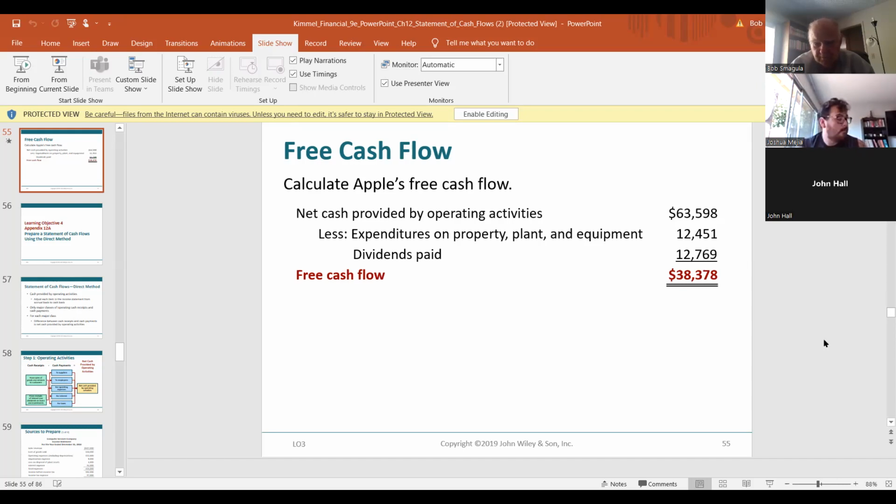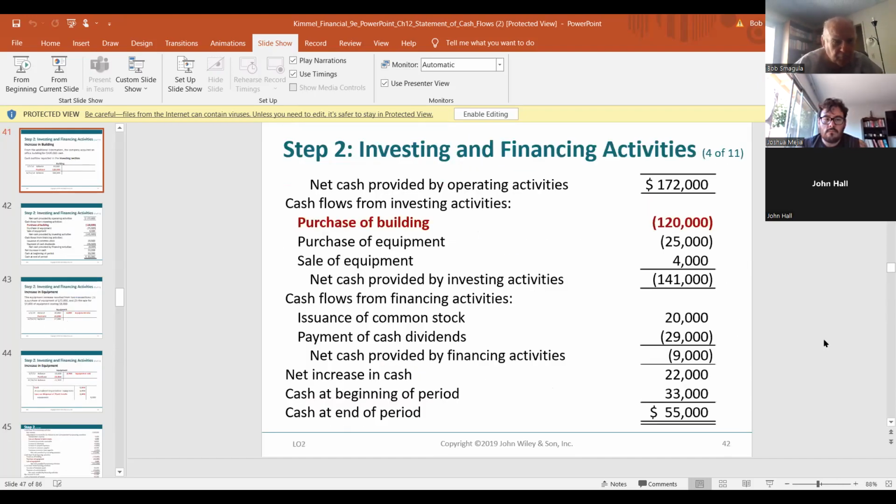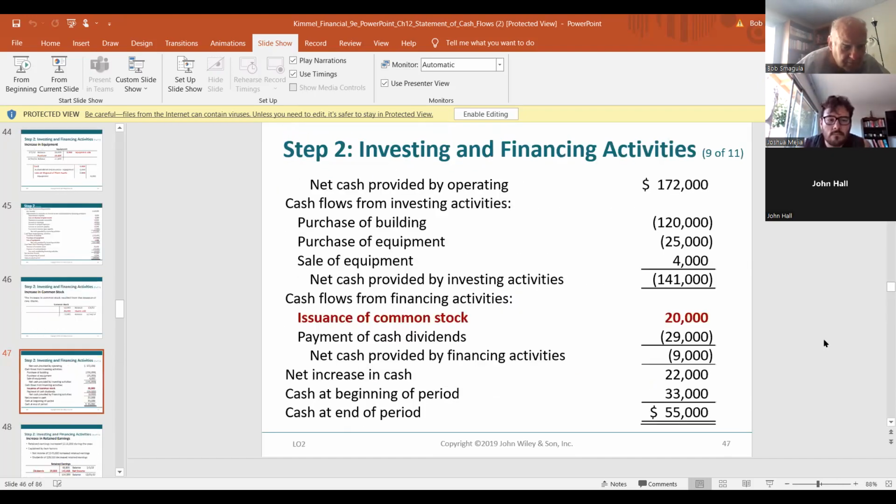Go ahead, John. Just something to pass on, if it's okay with you. When I did the homework, if you go to slide 49, it was very confusing on the homework. Slide 49. Yeah.